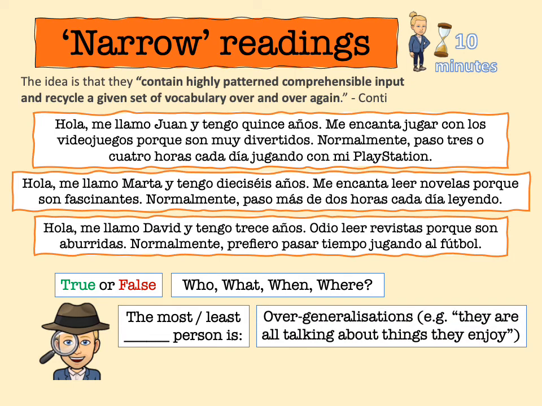Another idea from Conti are overgeneralizations. So you might give students a list of statements about the text, and they need to pick which of the statements, or maybe just one of the statements, which doesn't apply, which is an overgeneralization. So with these texts, for example, the statement that they are all talking about things they enjoy, that would be an overgeneralization because the third text clearly that's not the case. David says he hates reading magazines.